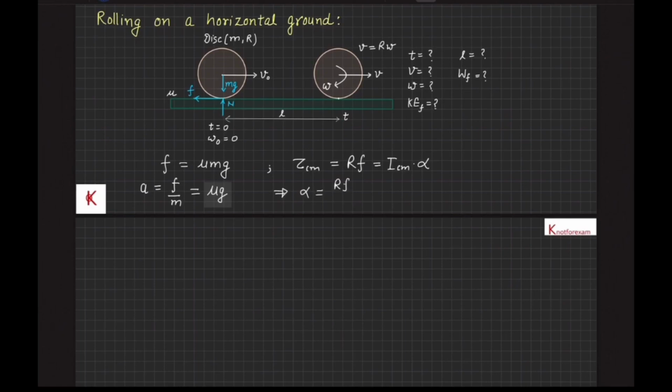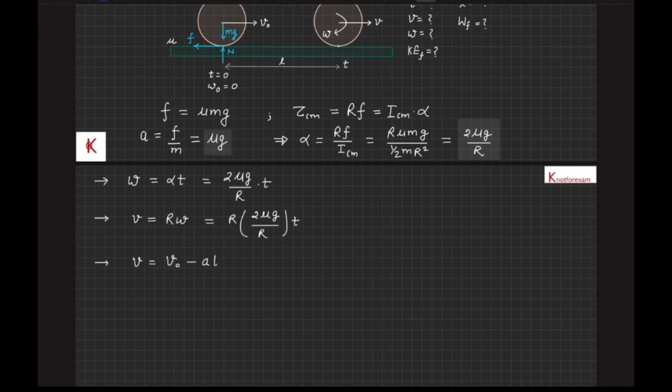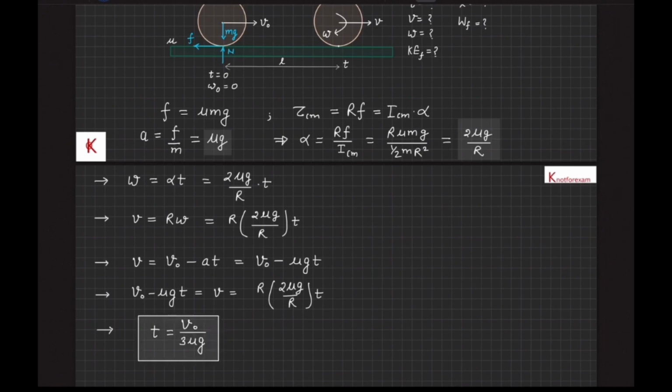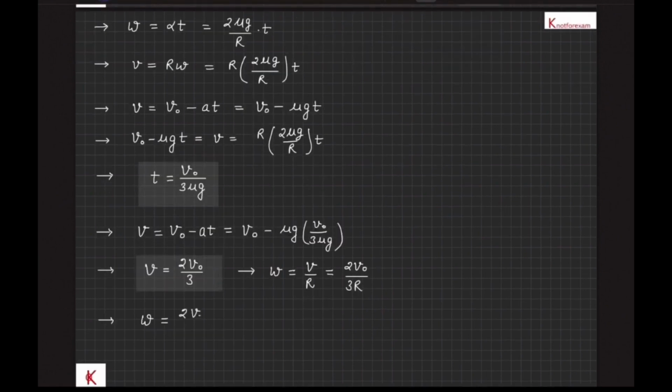Since tau_CM is r into f, that is I_CM into alpha, alpha comes out to be 2 mu g upon r, and angular velocity after time t, omega is equal to alpha into t, that is 2 mu g upon r into t, and linear acceleration is mu g, and when pure rolling starts v is equal to r omega. Therefore v naught minus at is equal to v, or v naught minus mu g t is equal to r into 2 mu g upon r into t, and from here we get the time t when pure rolling starts, and that comes out to be v naught upon 3 mu g. Also v is equal to v naught minus at, that is v naught minus mu g into v naught upon 3 mu g, that comes out to be 2 v naught by 3, and omega is equal to v upon r, that is 2 v naught by 3r.